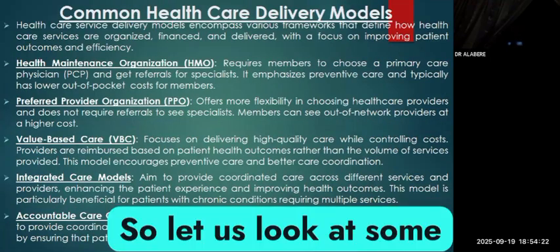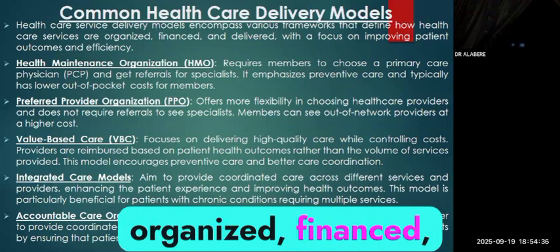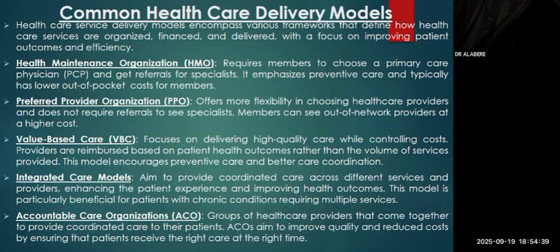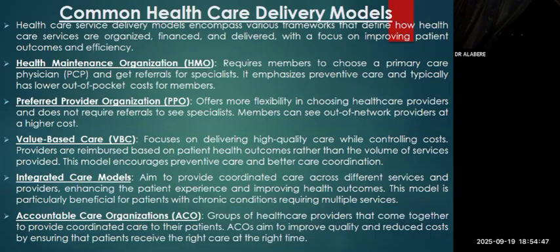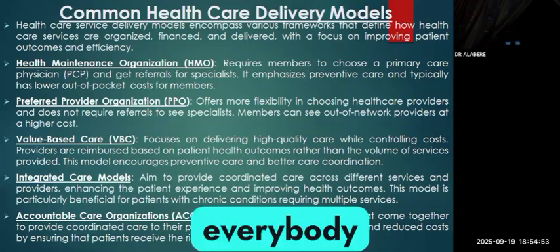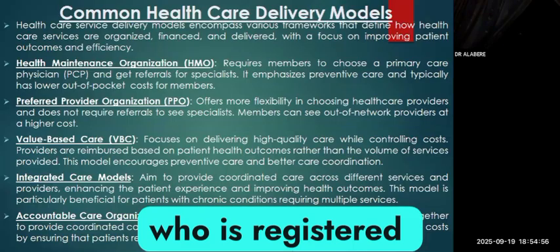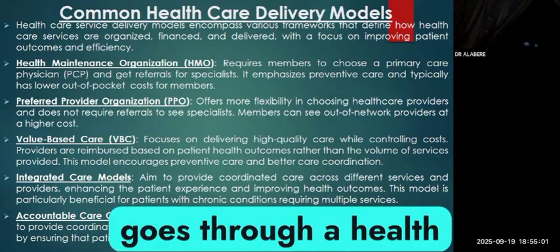So let us look at some models of healthcare delivery. There are different healthcare delivery models, and these models are organized, financed, and delivered with a focus on improving the outcome of patients and efficiency. In the Nigerian context, the social health insurance scheme uses health maintenance organizations. In other words, everybody who is registered under the National Health Insurance Scheme goes through a health maintenance organization.